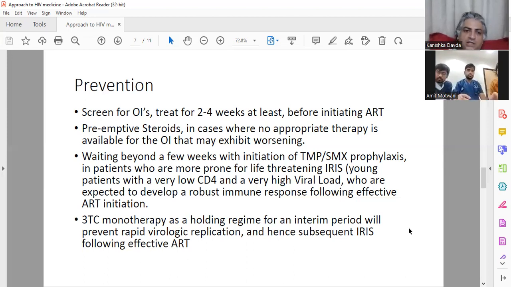Yes, sir. So you have to first treat the PCP or the toxo, whichever opportunistic infection you got. Minimum you have to give that treatment for 2 to 4 weeks. Only then you should start the ART. The guidelines for each opportunistic infection are a little bit different based on the CD4. कितना तुम्हें रुकना चाहिए before you start the ART.